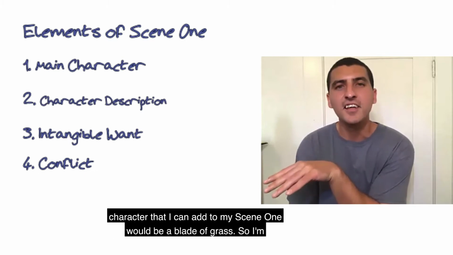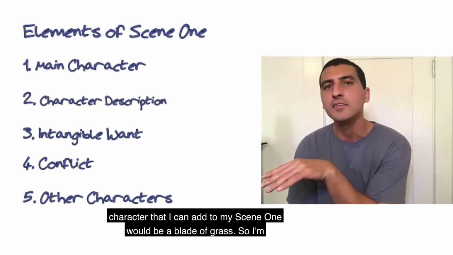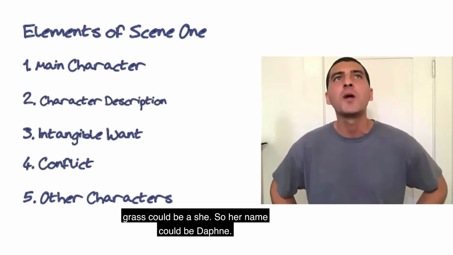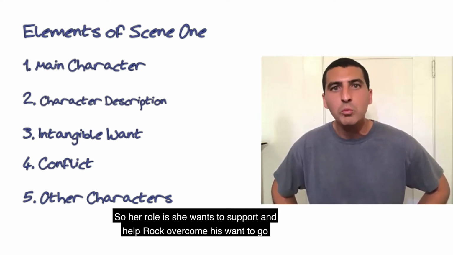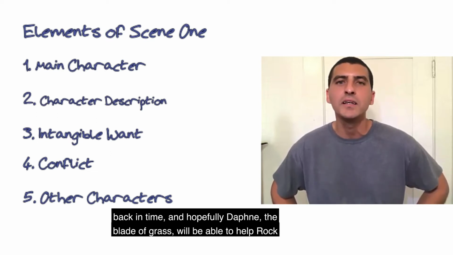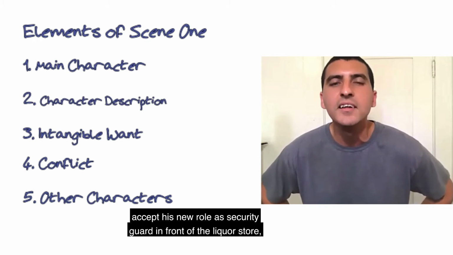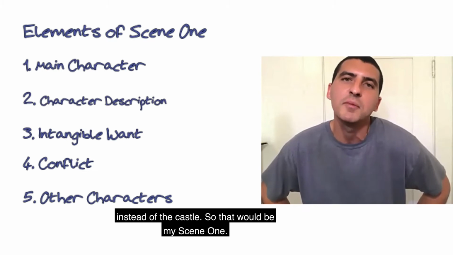And another character that I can add to my scene one would be a blade of grass. So I'm thinking a young blade of grass that grew up next to Rock. And the blade of grass could be a she. So she, and her name could be Daphne. So her role is she wants to support and help Rock overcome his want to go back in time. And hopefully Daphne, the blade of grass, will be able to help Rock accept his new role as security guard in front of the liquor store instead of the castle. So that would be my scene one.